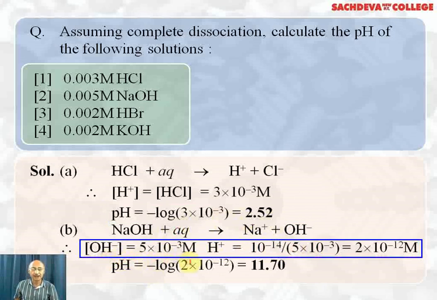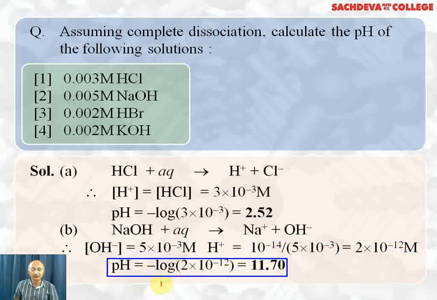NaOH dissociates in water into Na positive and OH negative. OH is given to be 5 into 10 power minus 3 molar. [H+] will be 10 to the power minus 14, that is Kw, divided by the OH concentration, 5 into 10 power minus 3. This comes out to be 2 into 10 power minus 12 molar. pH is equal to minus log of 2 into 10 power minus 12. That is 11.70 will be the answer because log 2 is 0.30.